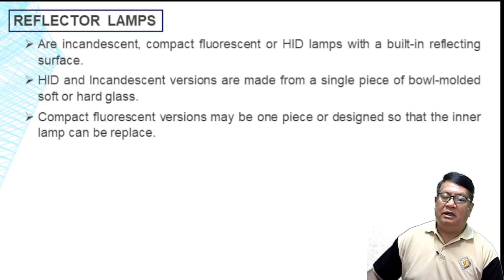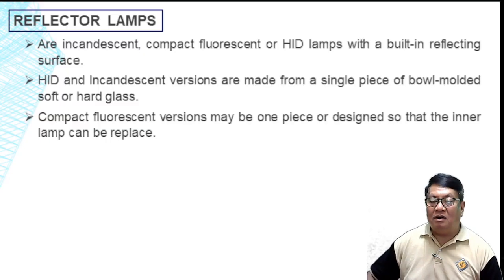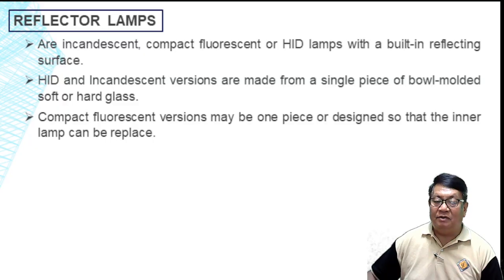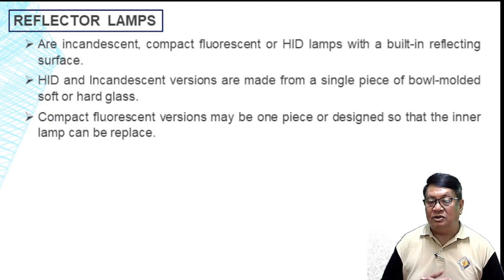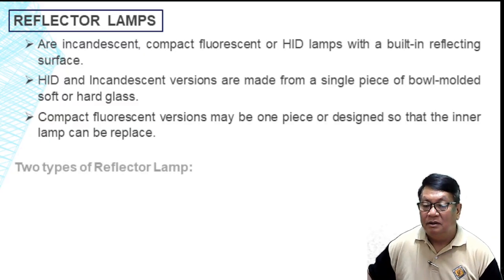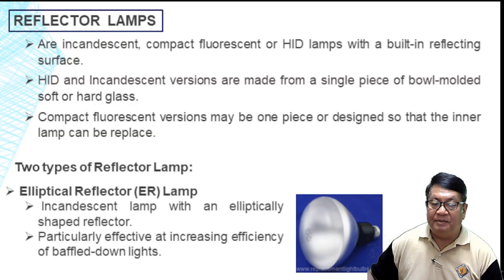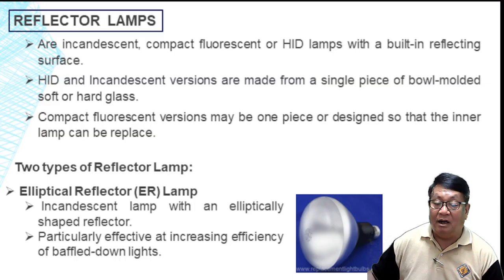An incandescent, compact fluorescent, or HID lamp with a built-in reflecting surface. So this is just a matter of determining the directions of the reflection of the surface. There are two types of reflector lamps: the elliptical reflector lamps, or ER.